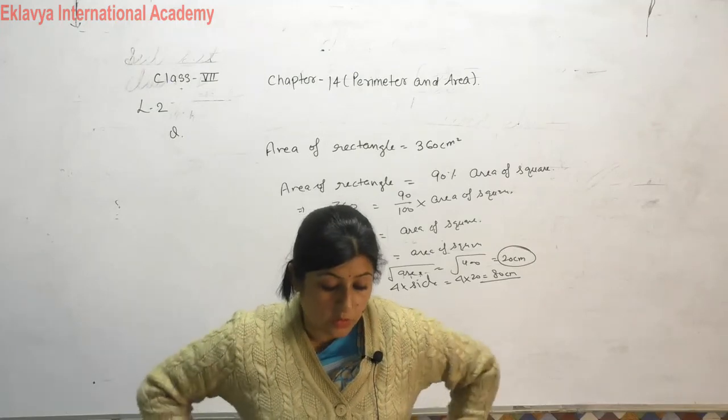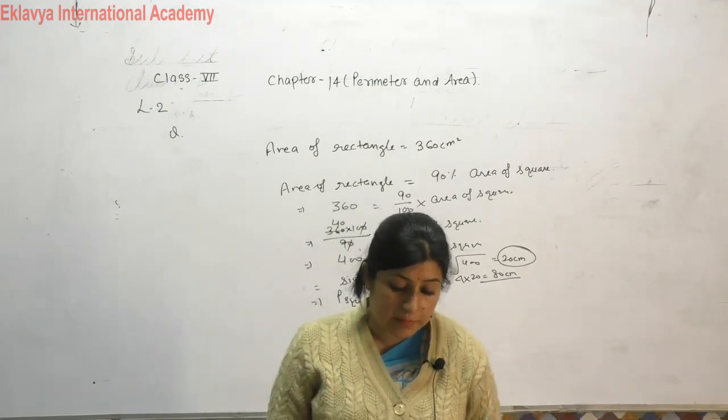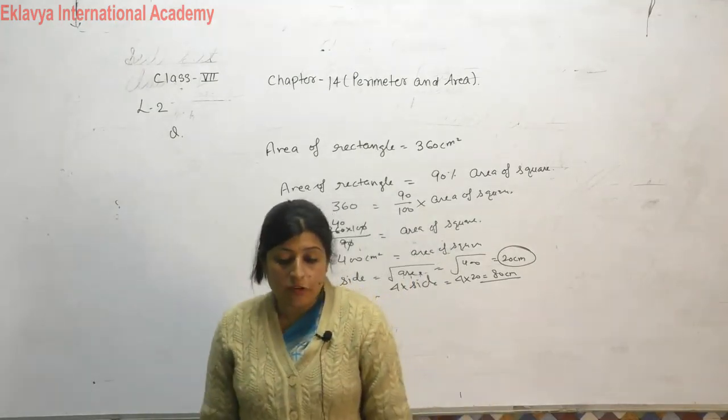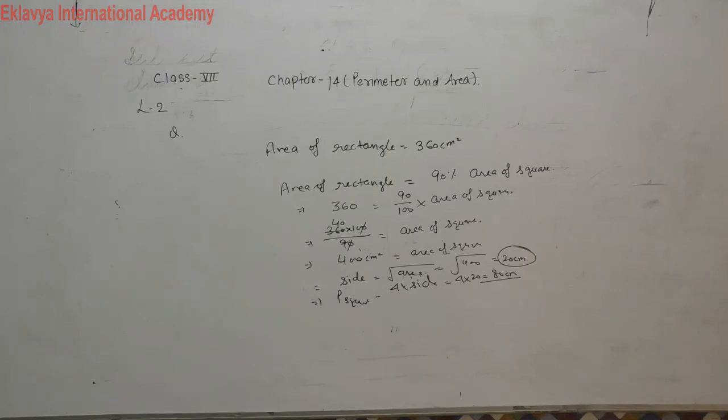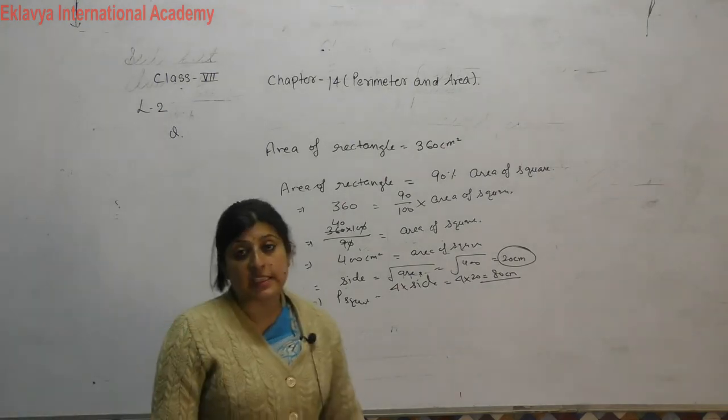So you can do all the questions of this chapter. There are 4 MCQs and 1 HOTS question. So now you can complete your 14A exercise.